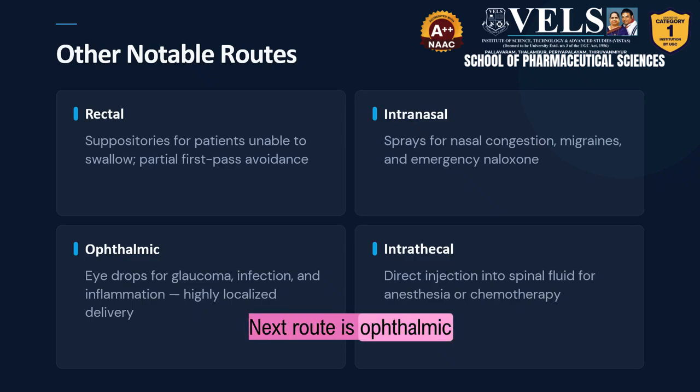The next route is the ophthalmic route. The drugs are applied directly to the eye, usually as eye drops or ointment. Commonly used for glaucoma, eye infection and inflammation. Provides localized action with limited systemic exposure.